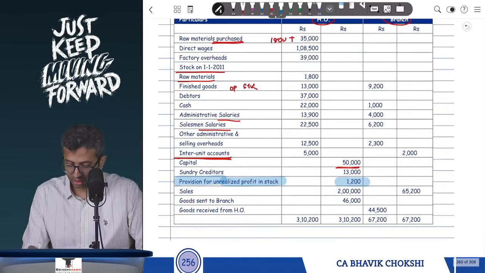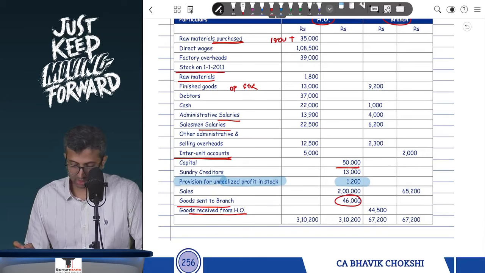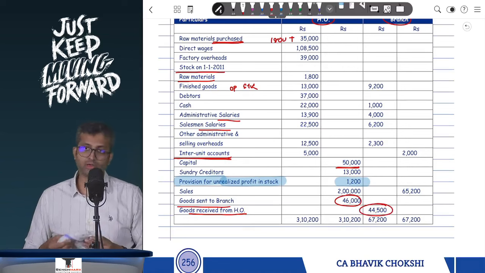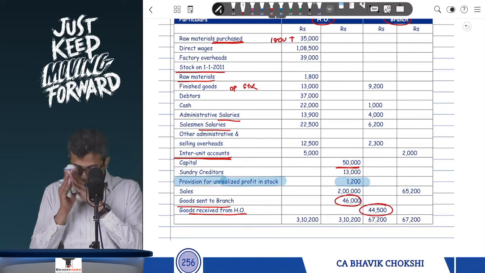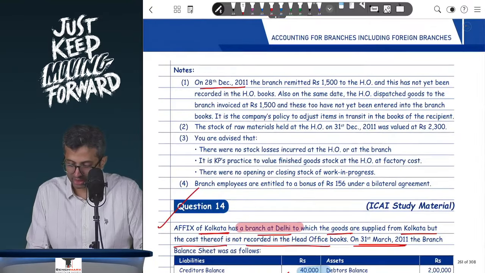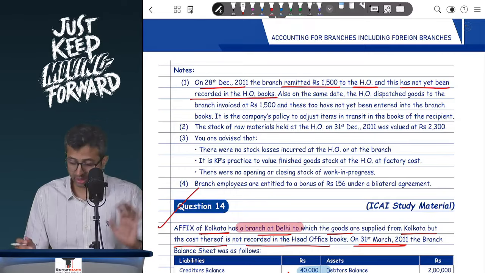Sales, then goods sent to branch, goods received from HO. Goods sent to branch is 46,000, goods received is 44,500, and hence there is a 1500 hidden adjustment for goods in transit, I believe. On 20th December, the branch remitted 1500 to the HO, and this has not yet been recorded in HO books. So it must be there in branch books, not yet recorded in HO books, so you'll have to make an adjustment.